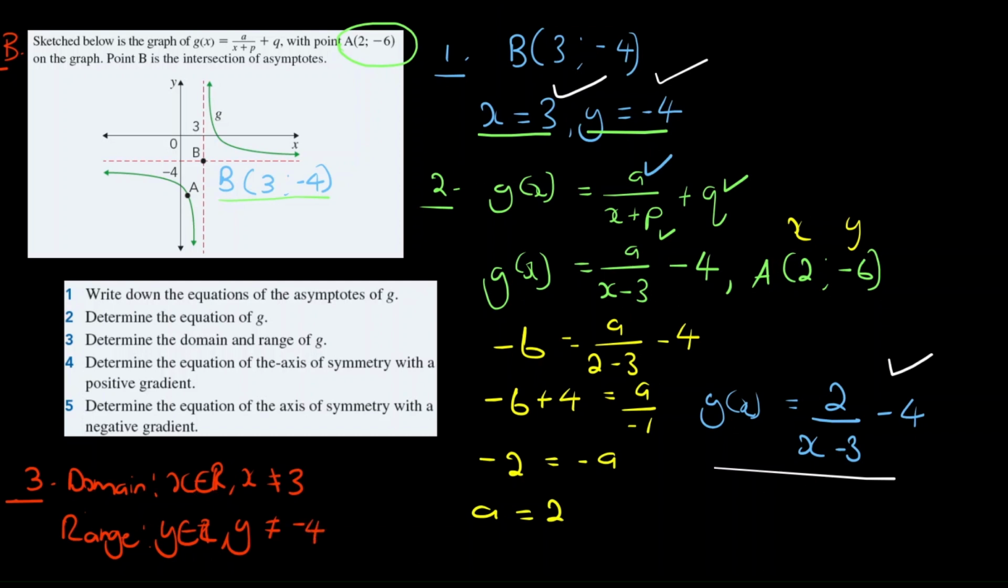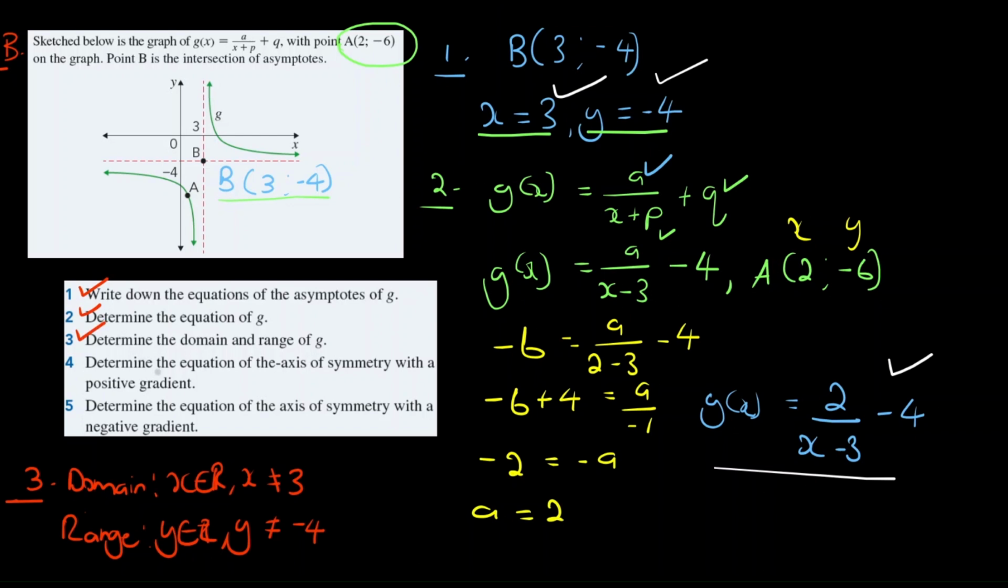And it's always the same pattern. Domain is always x is an element of real numbers, but cannot be equal to the x asymptote. And range is always y is an element of real numbers, but it cannot be equal to your y asymptote. So far we've done the first question, second question, and the third question.